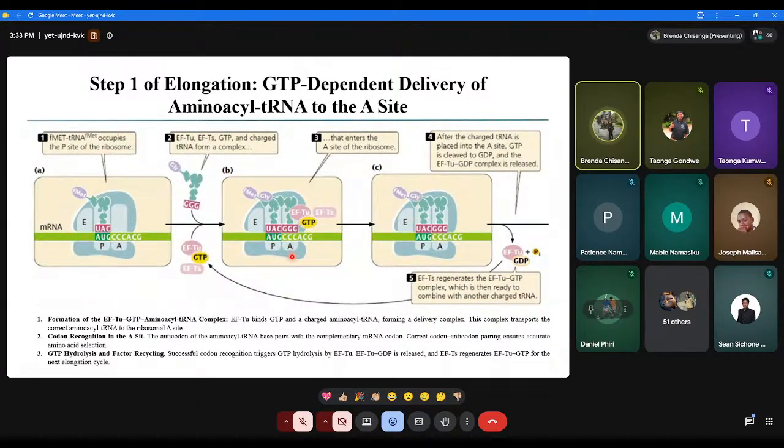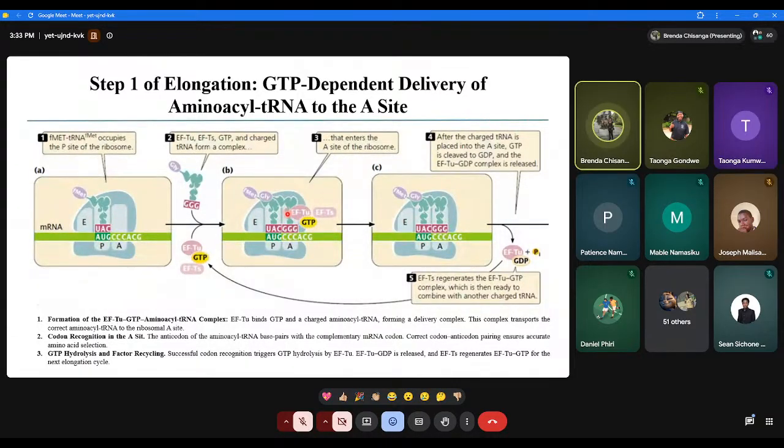At this point, the tRNA in the P site is independent, carrying its own amino acid, methionine. And you also have another tRNA that has come into the A site, also carrying its own independent amino acid. The two amino acids are not yet linked. At this point, we just have the P site carrying a tRNA with an amino acid and the A site carrying a tRNA with an amino acid.